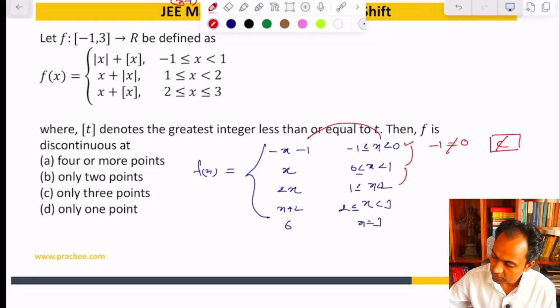At 1, you can see that the left hand limit becomes 1, whereas the right hand limit becomes 2. So again, it is not equal, so discontinuous. Again at 2, the left hand limit will become 4, whereas the right hand limit will also become 4. So this is equal.